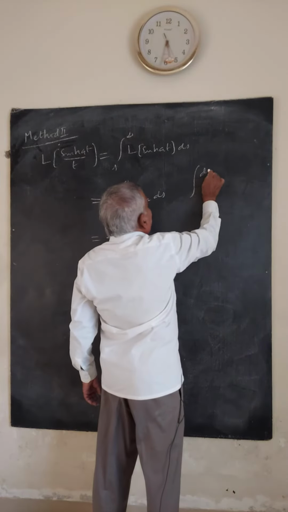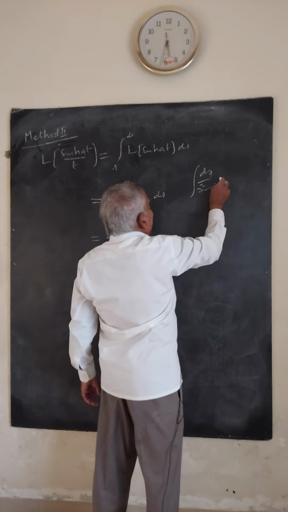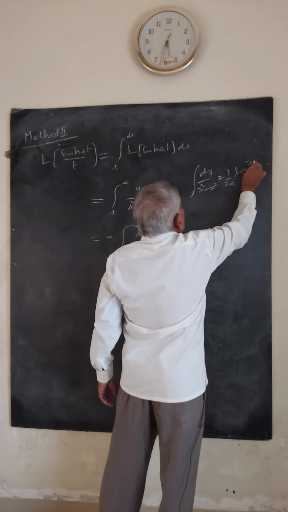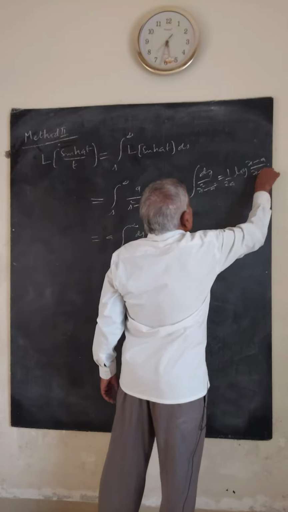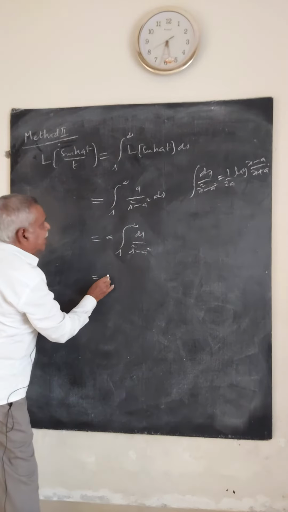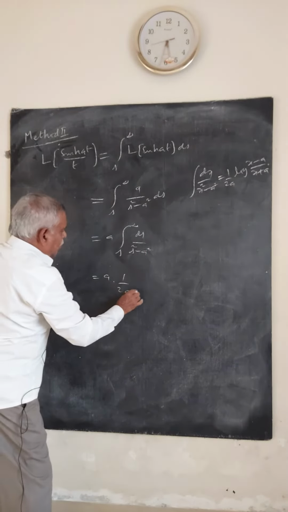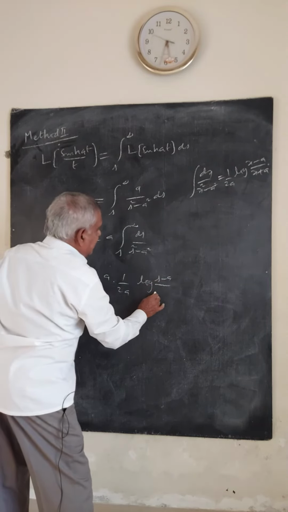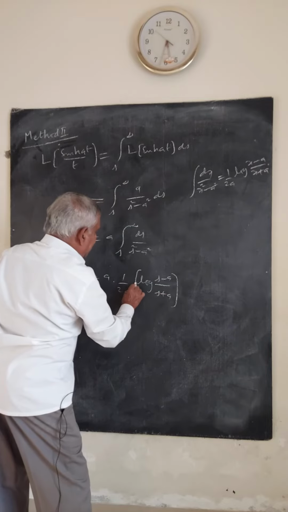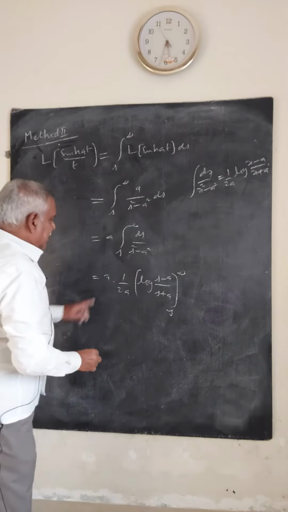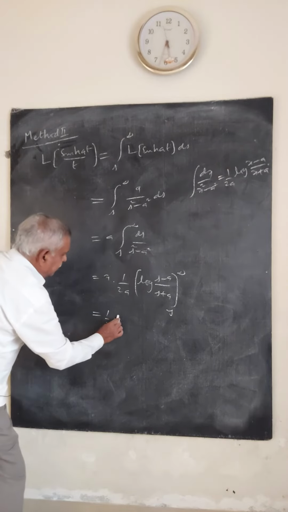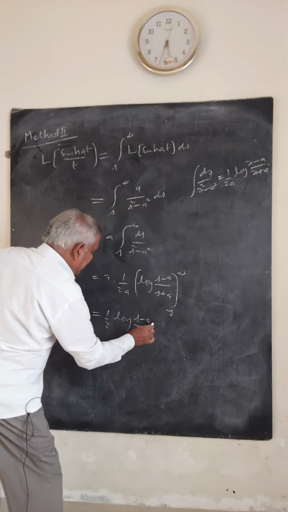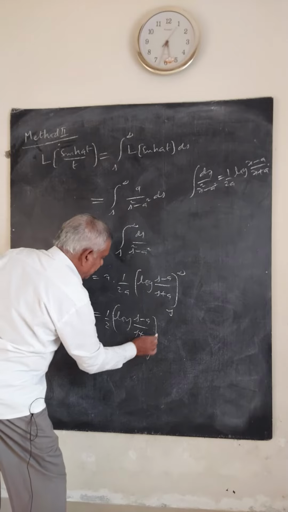There is an integral formula, ∫dx/(x² − a²) equals 1/(2a) log of (x − a)/(x + a). That formula we are going to apply here. a into 1/(2a) log of (x − a)/(x + a), limit is s to infinity. The 2 gets cancelled, 1/2 of log of (s − a)/(s + a), limit is s to infinity.